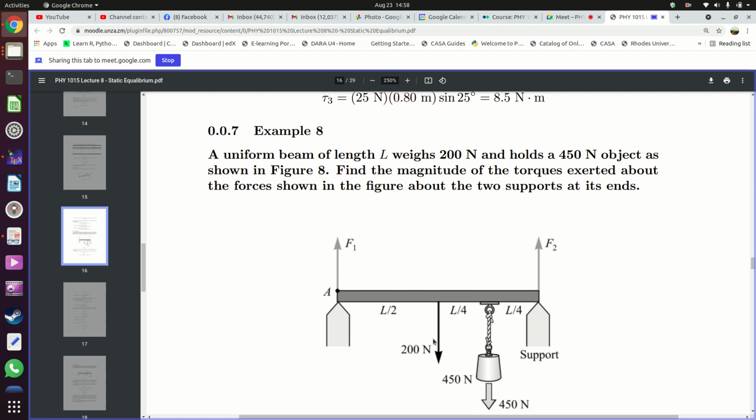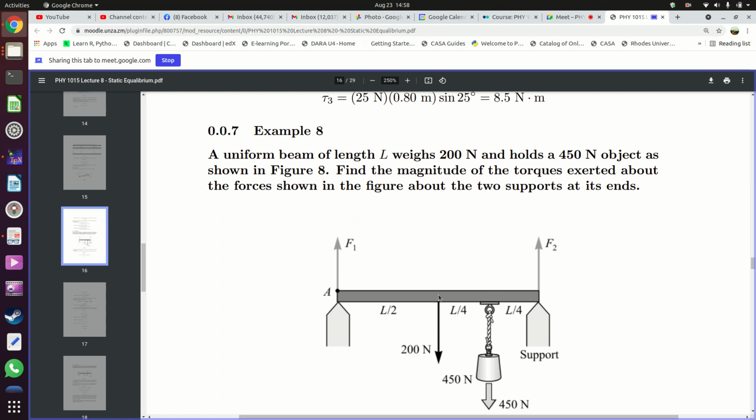So these two forces will be trying to turn your bar in this direction. This one will be trying to turn your bar in this direction. This one will be trying to turn your bar in that direction. So this one will produce a clockwise torque. This one will produce a clockwise torque. This one will produce an anti-clockwise torque.